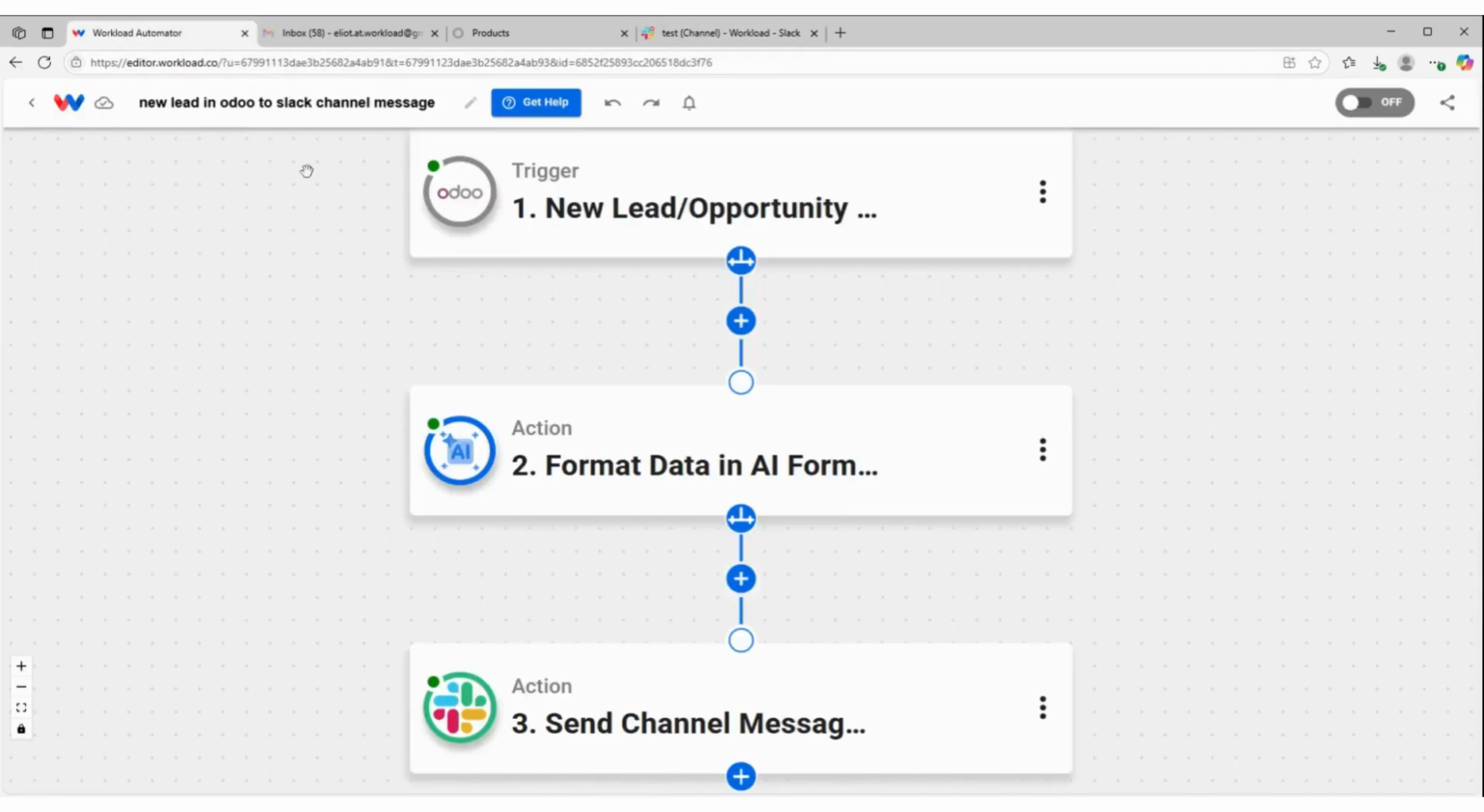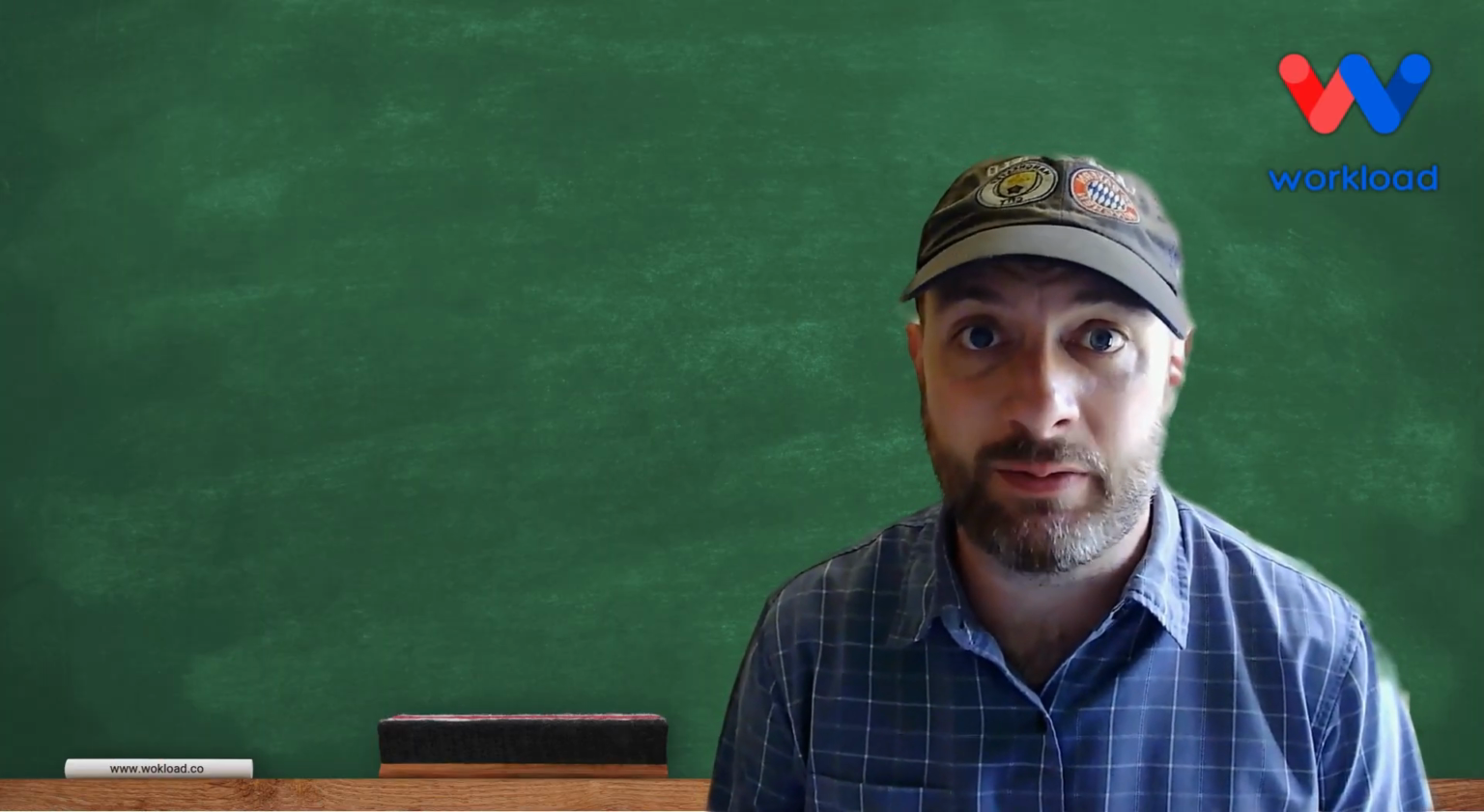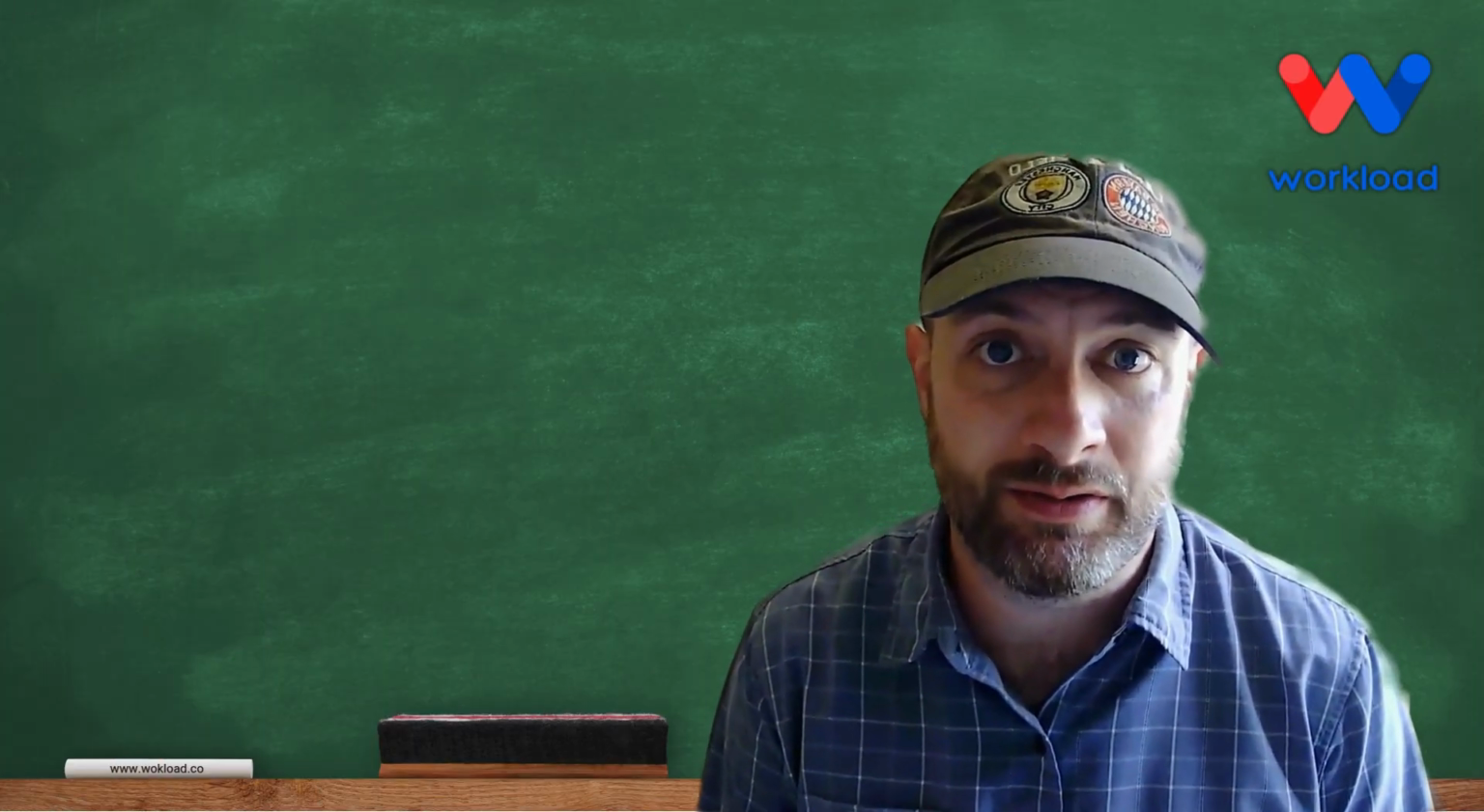We can come back to the Workload editor, make sure that each one of our nodes has a green dot in the left corner, and then we can activate our workflow. And now every time we create a new lead or opportunity in Odoo, that information will be formatted correctly and then sent as a channel message in Slack. That's how you can automate sending a channel message in Slack whenever you create a new contact in Odoo.